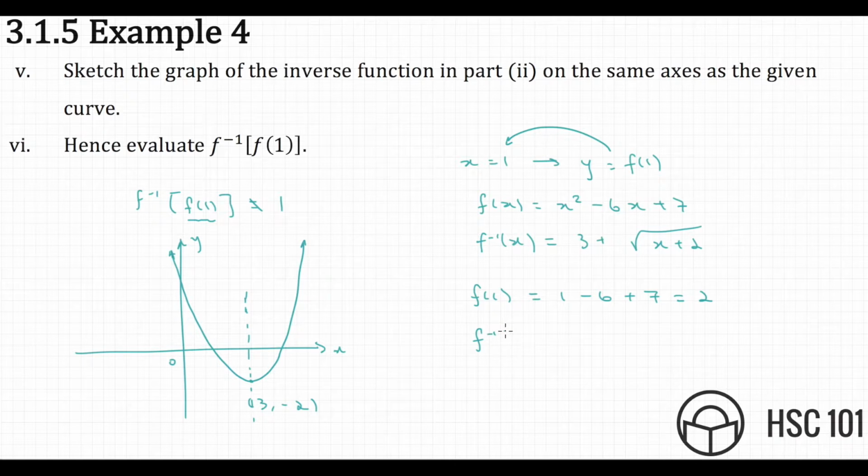And now if I want to take the inverse of f(1), that's just going to be looking at the inverse of 2. Then that's going to be 3 plus the square root of 2 plus 2. 2 plus 2 is 4. Take the square root of 4, that's going to be 2. 3 plus 2 is going to give us 5. So the final answer is therefore 5.